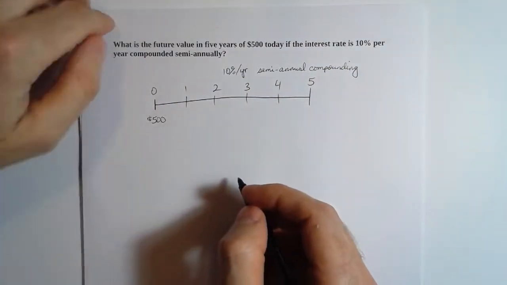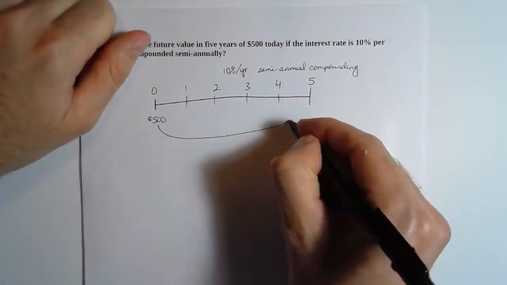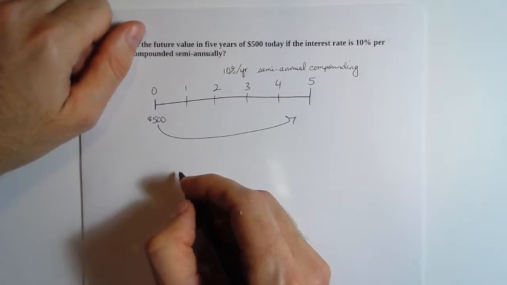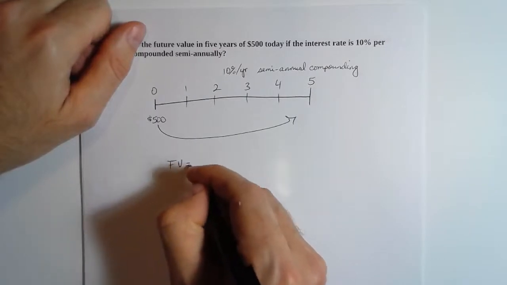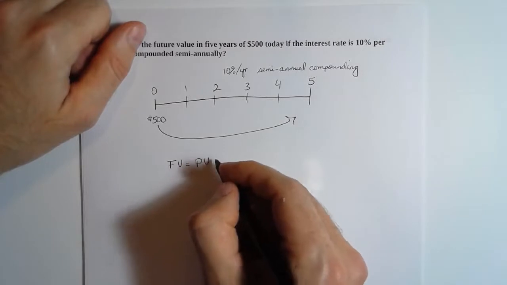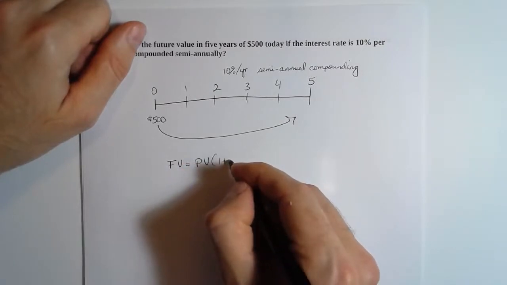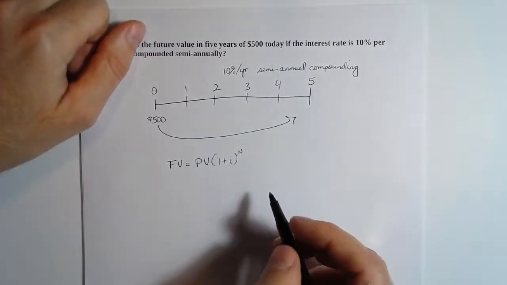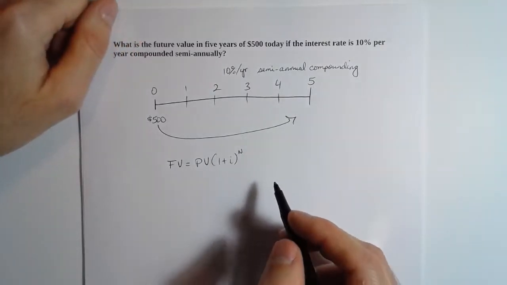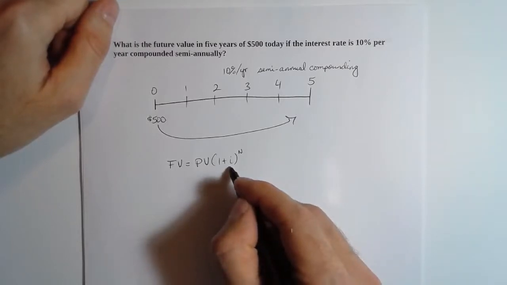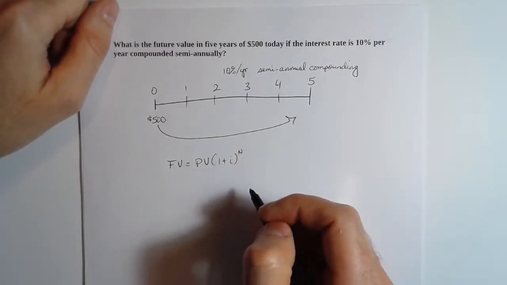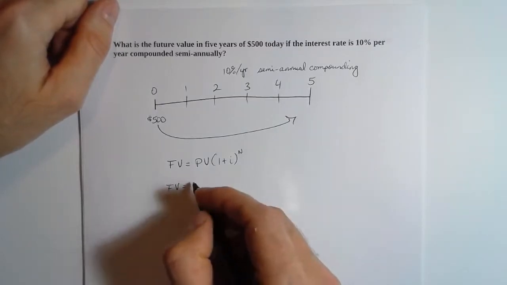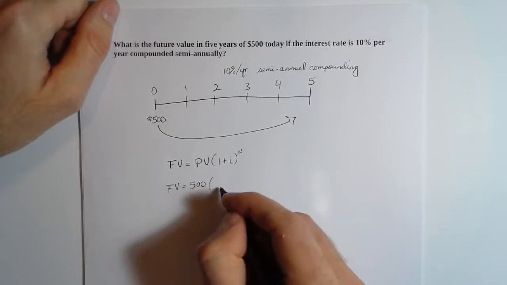and the formula that's going to enable us to get from here to the end of 5 years is, of course, our main time value of money formula. And if we are dealing with semi-annual compounding, then we need to make sure that we use a semi-annual interest rate and the number of semi-annual periods. So in this case, future value is what we're trying to find. Our present value is $500.